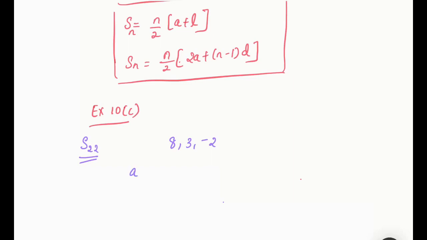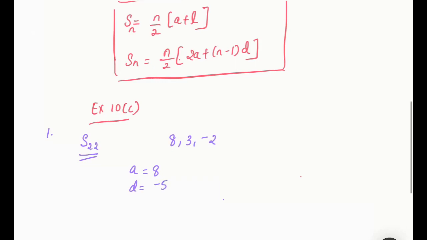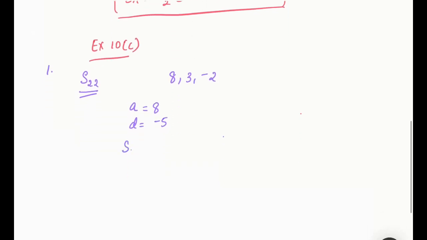From this, what is our A? It's the first question, given on page number 143 in your textbook. Refer to that. So A is equal to 8. D is equal to 3 minus 8, that is minus 5. S22 you need to find out, so n will be equal to 22. S22 equals 22 by 2. Formula let me write: Sn is equal to n by 2 into (2A plus (n minus 1) into D).